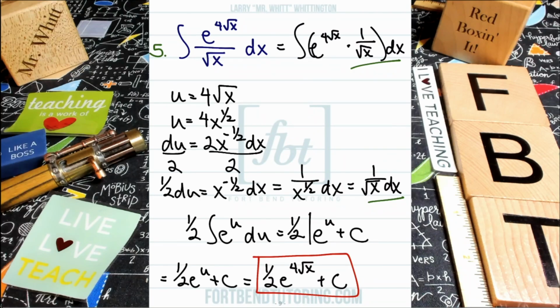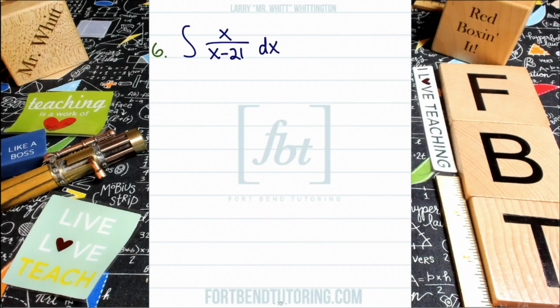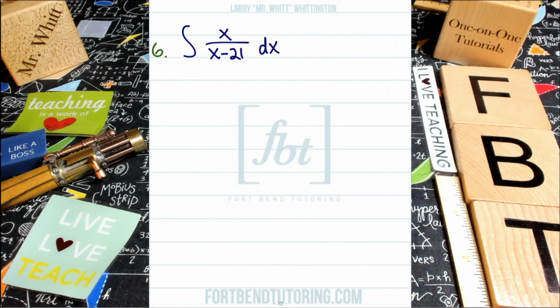Okay, I got more to show you. Let's move on. Here we have problem number 6 with the integral of x divided by x minus 21 dx. And with this, remember the idea is to identify one part of the integral that when you take the derivative of it, it'll look similar or identical to another part of the expression within the integral, right? Well, that's really not the case here.